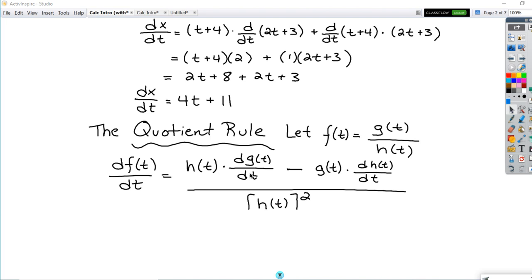Now, because there's a minus sign here, it does matter which order these terms come. If you put this term first and then subtracted this, you're going to be off by a negative. So this order does make a difference. The other difference is that we're dividing the entire top by the h function, which was already originally found in the bottom, but we're squaring that whole function.